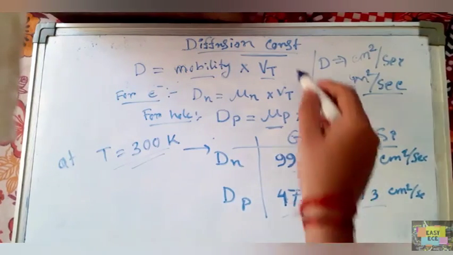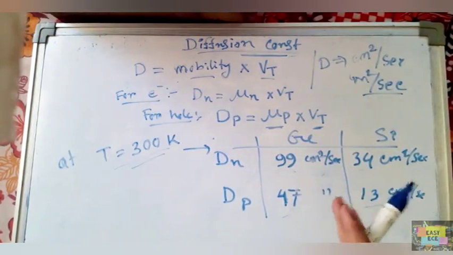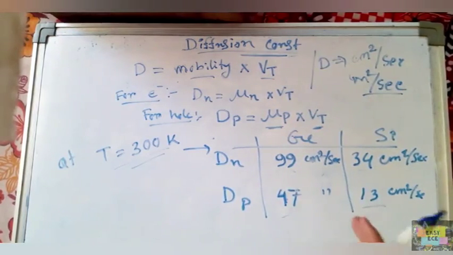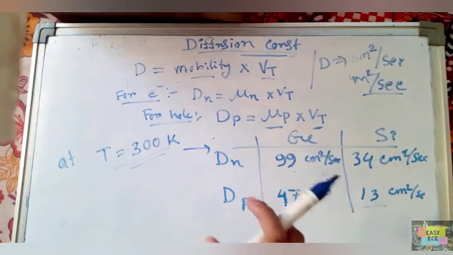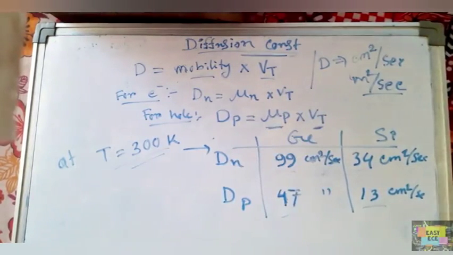And what is the diffusion constant? Actually, this is a property of a material, associated with the diffusion properties of the material. Any such property of a material is known as the diffusion constant.